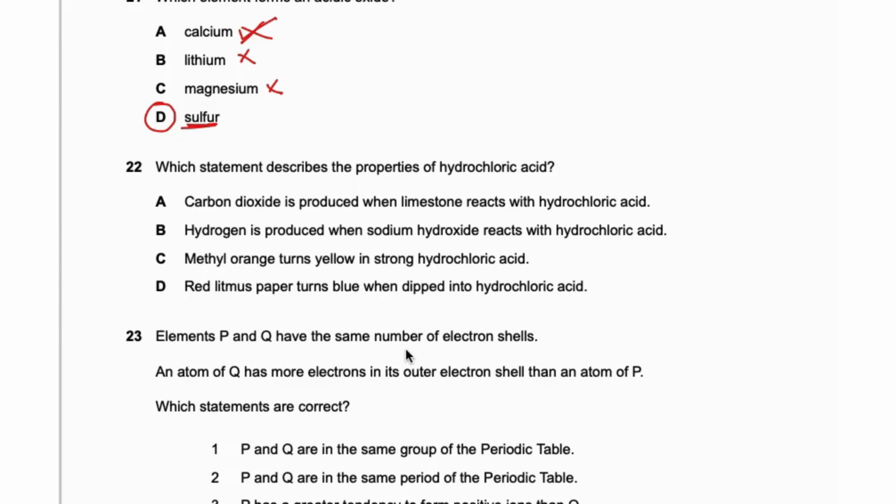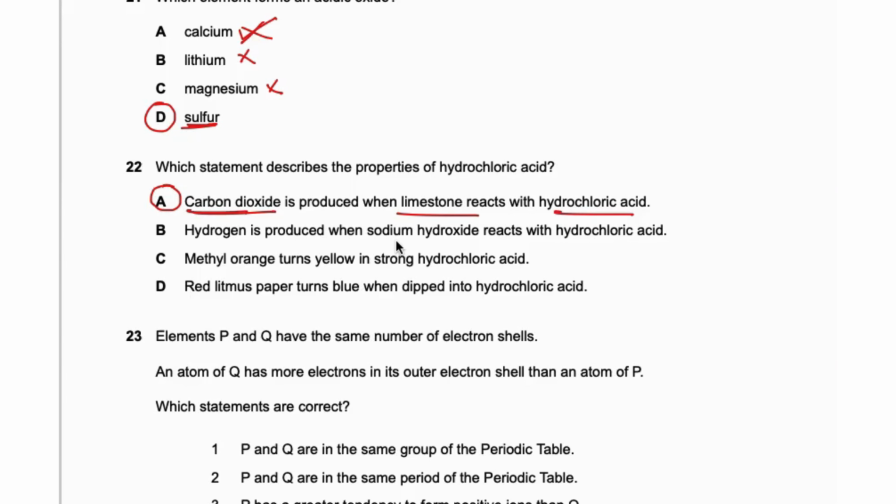22. Which statement describes the properties of hydrochloric acid? Carbon dioxide is produced when limestone reacts with hydrochloric acid. This reaction we have done, it is there in your syllabus. When calcium carbonate reacts, it produces calcium chloride plus carbon dioxide plus water. So carbon dioxide is produced when limestone reacts with hydrochloric acid. It is right. So answer is A.